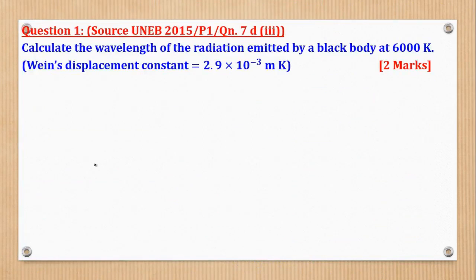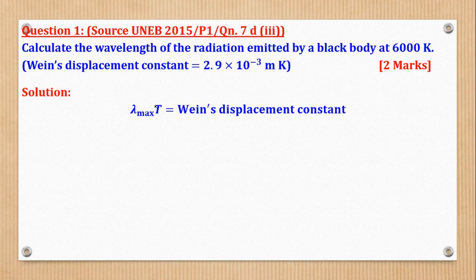So let's first see how this formula can be used before we go to the second law of black body radiation. So the first question came from UNEB 2015 paper 1 question 7D Roman 3, and it says calculate the wavelength of the radiation emitted by a black body at 6000 Kelvin. Wein's displacement constant is that. So like I told you, this constant is always given. What you need to do is to quote this law that the product of lambda max times T is equal to Wein's constant.